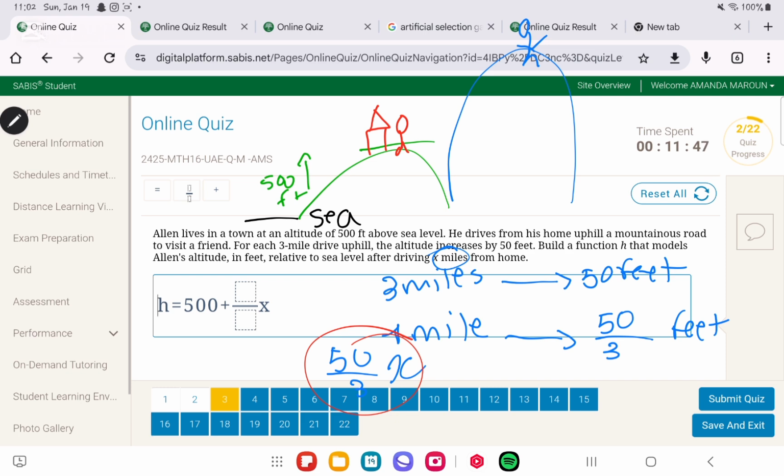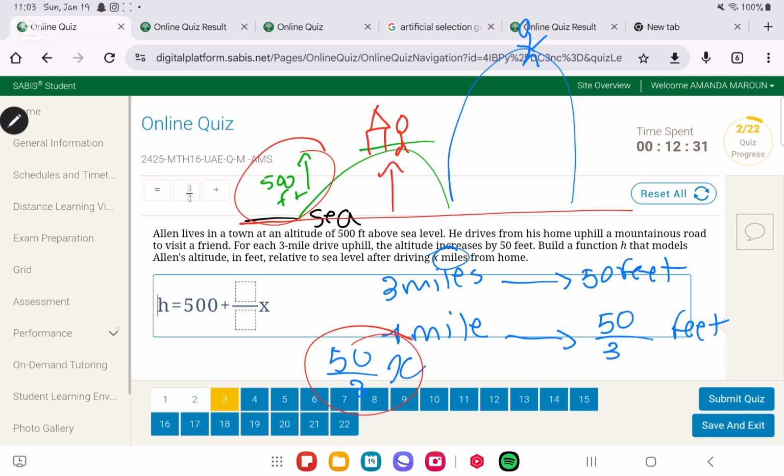Okay, they did not tell us where his friend's house is, they told us it's x miles from his home. And for every 3 miles he drives, he goes up by 50 feet. So we got 50 over 3 times x. However, they are asking us, what is Alan's altitude in feet relative to sea level after driving x miles? Relative to sea level, we already know that he is at an original position, or at a constant position. This is going to be our constant value of 500 feet above sea level.